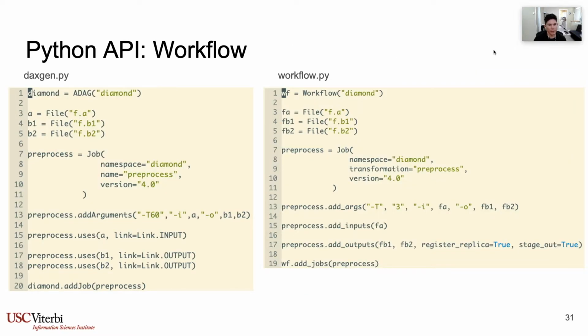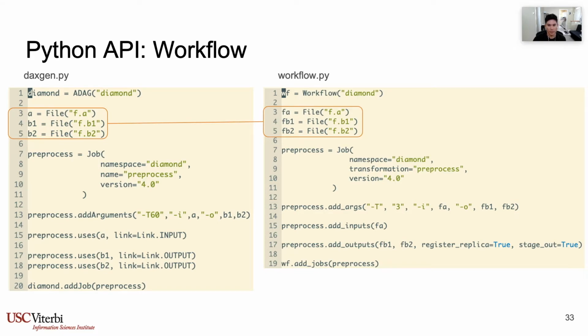Okay, so next we have the abstract workflow. On the left, we have daxgen.py, which is how you would generate your abstract workflow using the DAX3 API. This is our previous API. And then on the right, we have workflow.py, and this uses Pegasus.api, which is our newer Python API. So starting with creating the workflow object itself. Previously, this was called adag. Now you just call workflow, and you pass in the name of this workflow.